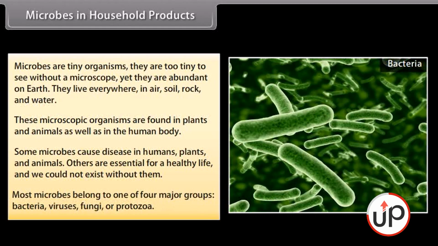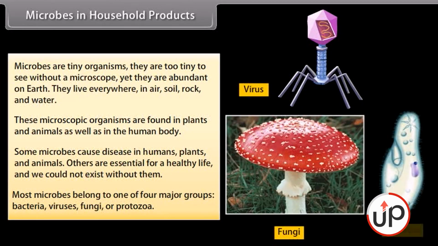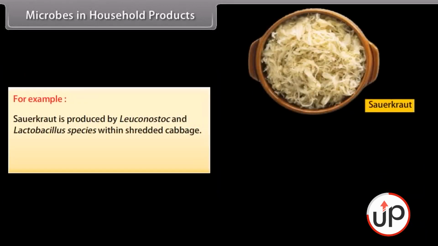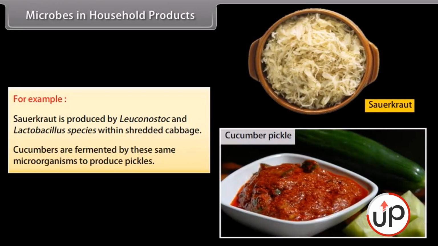Most microbes belong to one of four major groups: bacteria, viruses, fungi, or protozoa. There are many food products which are formed from microbes. For example, sauerkraut is produced by Leuconostoc and Lactobacillus species within shredded cabbage. Cucumbers are fermented by these same microorganisms to produce pickles.